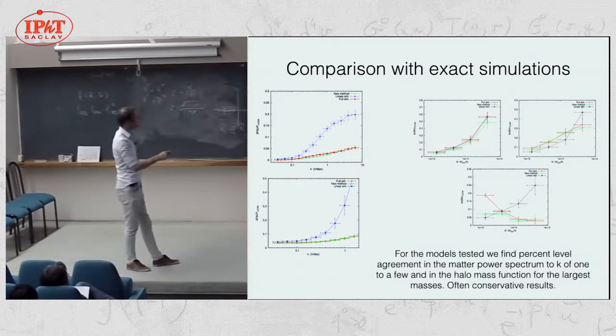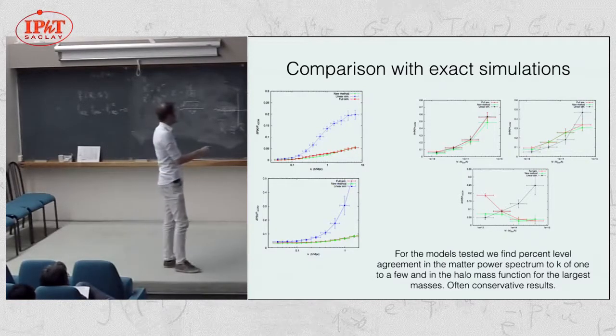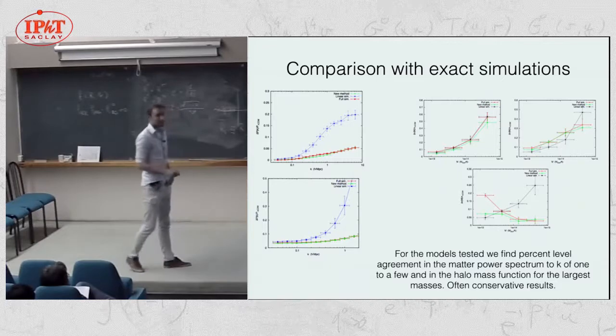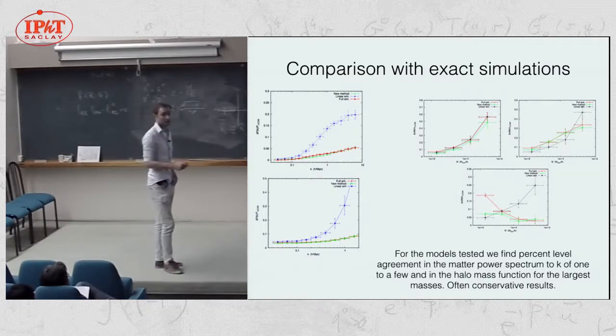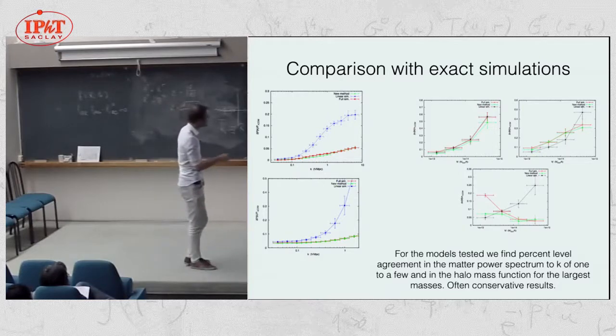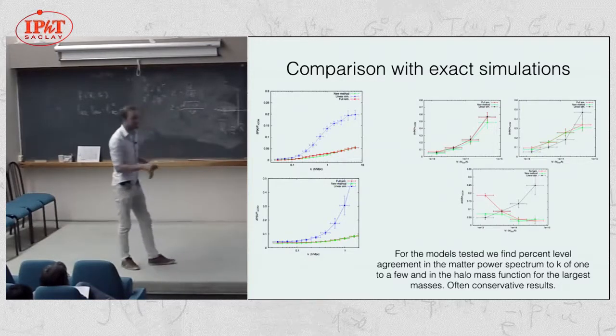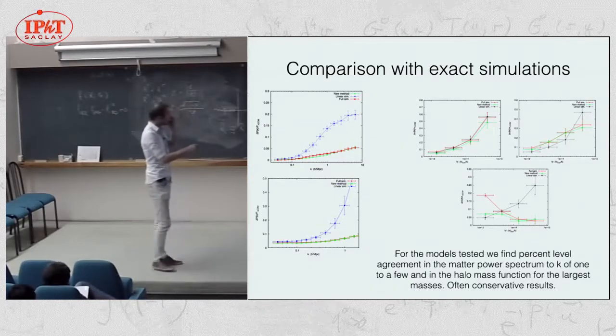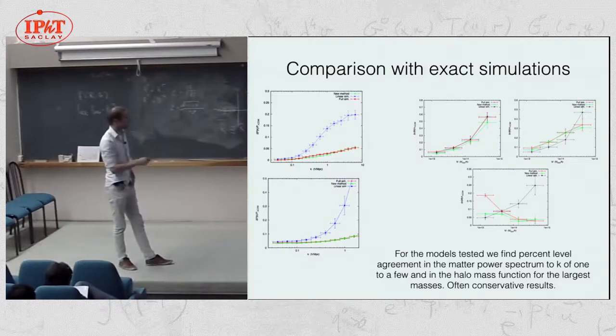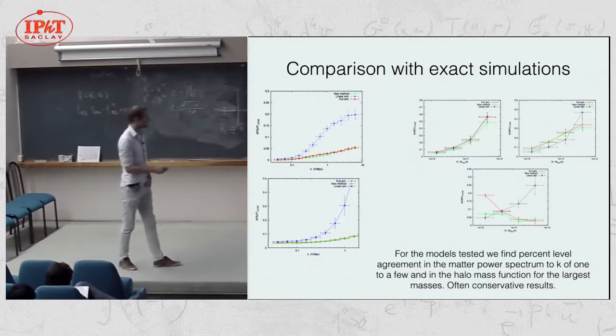Here shows you what you get if you just use a completely linear field equation. And the red one is you solve it exactly, and the green one is what you get with this method. And for all these models we tested it, you get percent level agreement in the matter power spectrum and also in the halo mass function, at least for the highest masses, for a wide class of models.